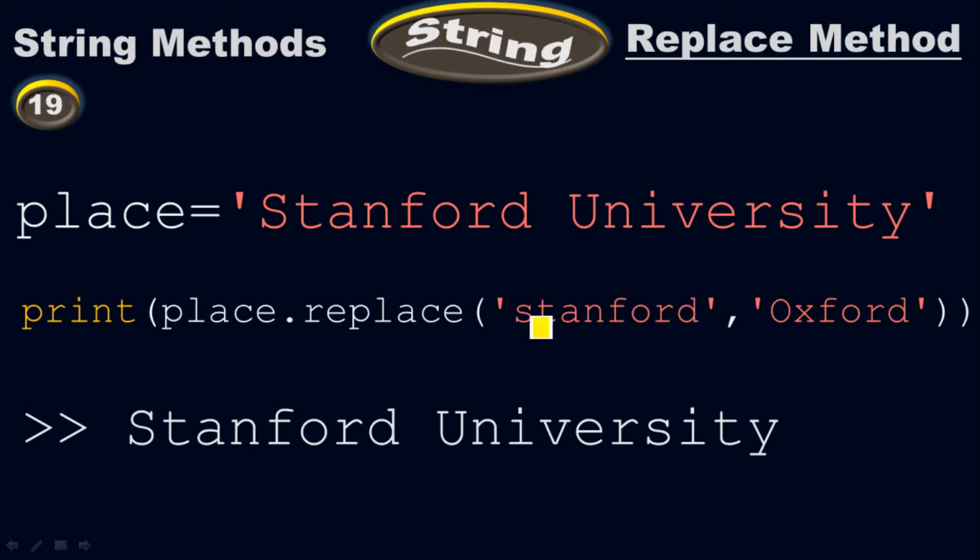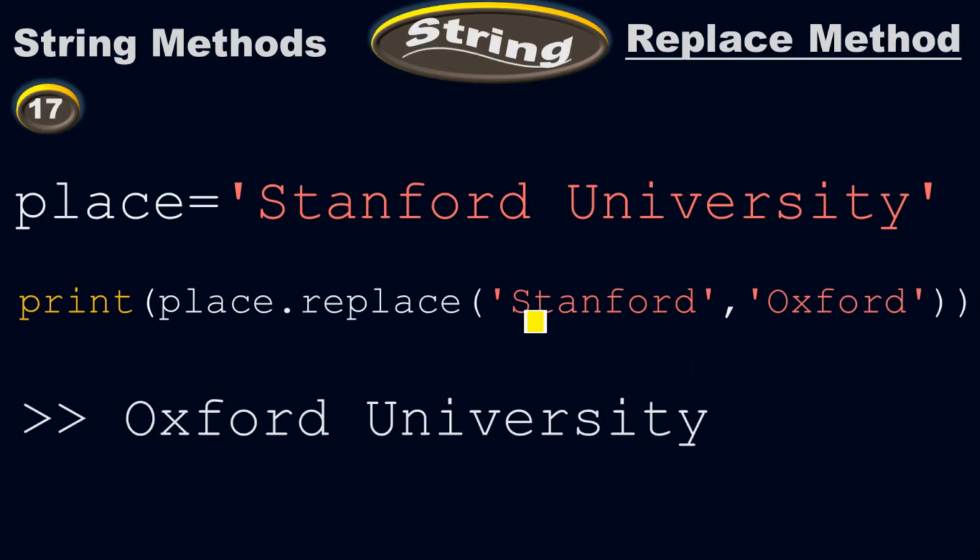I put s in lowercase for Stanford, but in the actual string we have S in uppercase. Therefore it does not return my new output, which was supposed to be Oxford University; the replacement didn't take place because of this lowercase s. It simply returns my original expression, Stanford University. If you put S in capital, then you will get Oxford University, like in the previous example. Here my S is in capital.